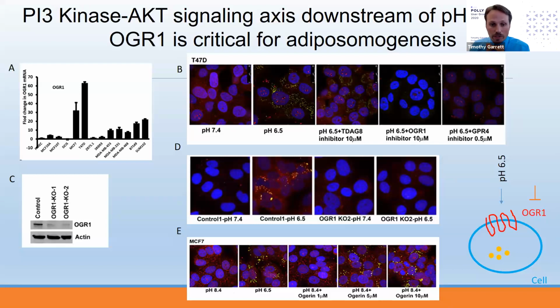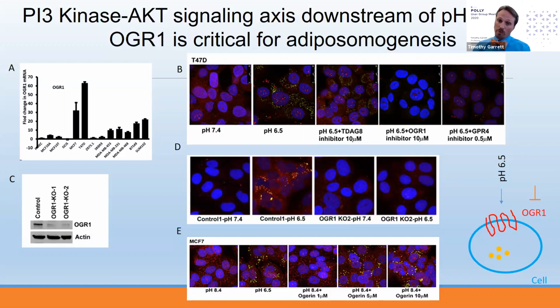And when we increase the pH, we know that OGR1 is inactivated, but we can reactivate it using a drug called Ogerin, and we can get a dose response based on dose response and lipid accumulation. If you see that on the bottom part of the figure, you'll see at 1 micromolar versus 5 versus 10, we see an accumulation of lipid droplets. So even when we turn off OGR1 by raising the pH, we can turn it back on using Ogerin and see this increase in lipid droplet formation.